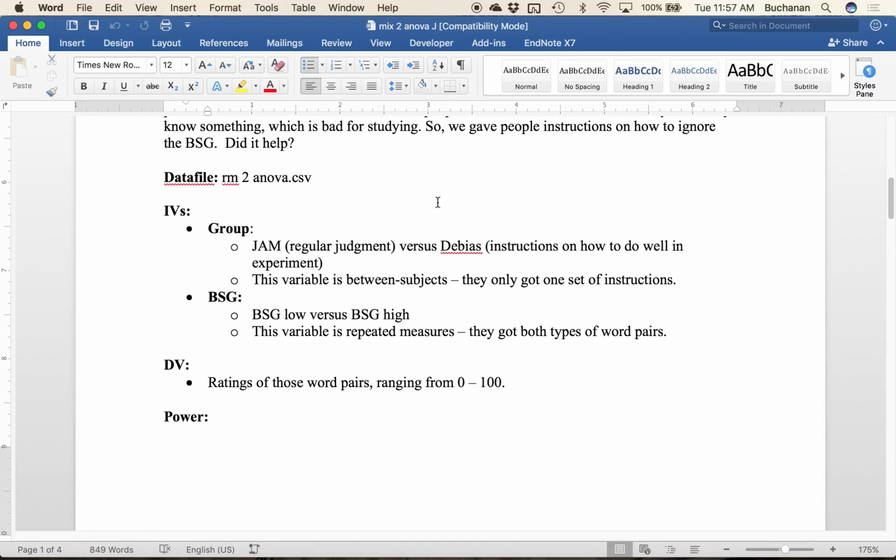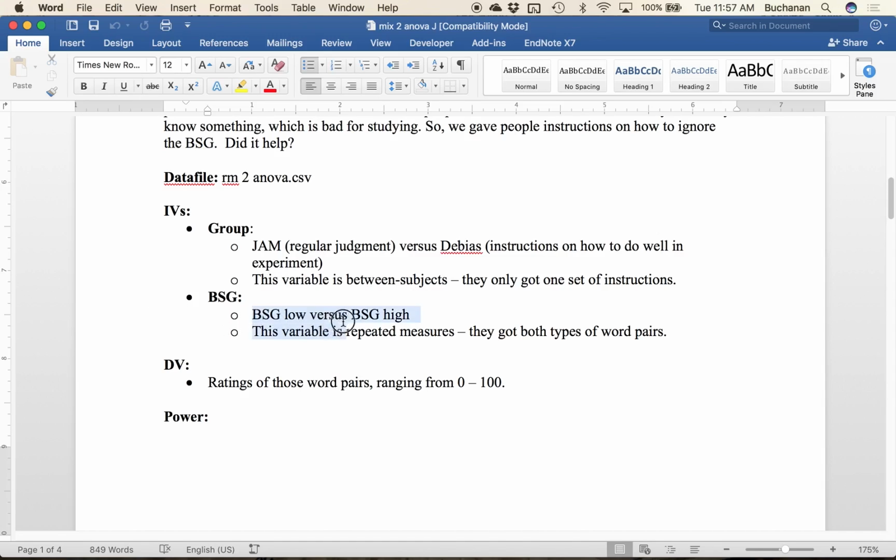So we gave these 2 different groups the regular judgment of memory task, which we call JAM for judgment of associative memory, because we like cute acronyms, versus a debiasing condition. We're trying to figure out how to make their judgments better. So we debiased them, and that's just a set of instructions on how you can do well in this experiment. The group variable was between subjects. They only saw the regular instructions or the debiasing instructions.